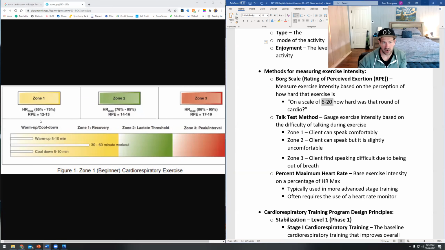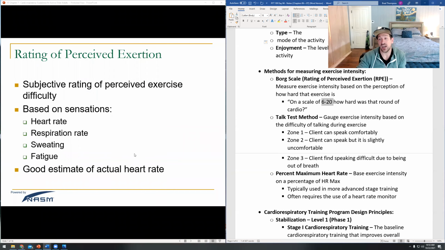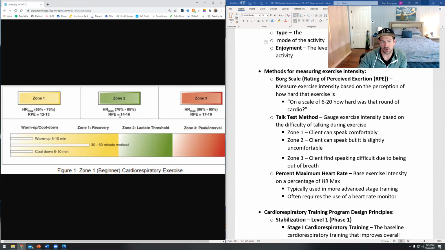So that's the Borg scale, right? RPE of 12 to 13. The modified version of that, the 1 to 10 version, it's about a 6, maybe a 7. And then the other two zones: zone 2, that's an RPE of like 14 to 16. Modified version, that's like a 7 or an 8. And then there's zone 3, which is like 17 to 19 on the 6 to 20 scale. Modified Borg scale, that's like an 8 or a 9. Maybe a 9 or a 10, but really we don't ever want to take most of our clients up to 10 because that means they're about to throw up.